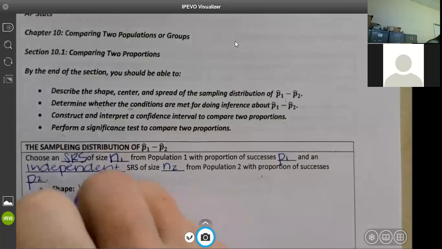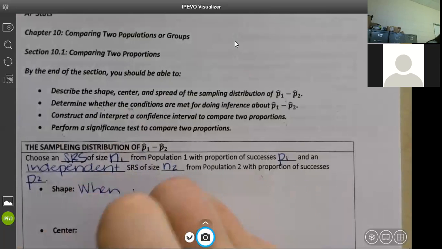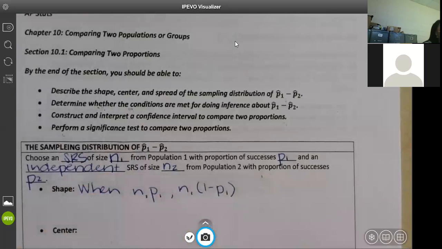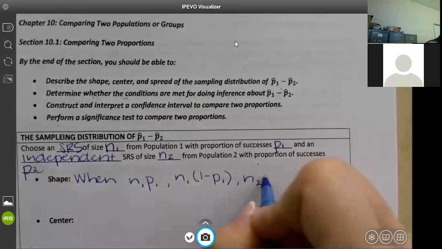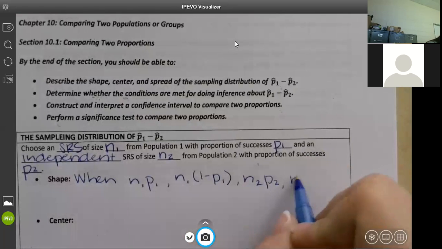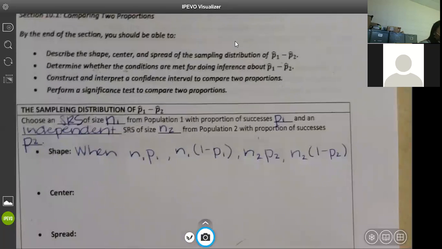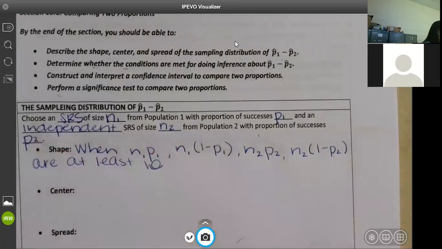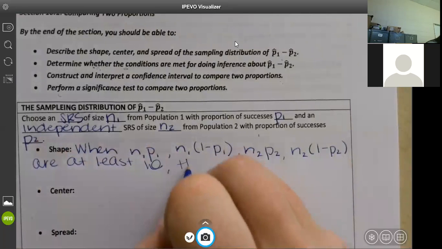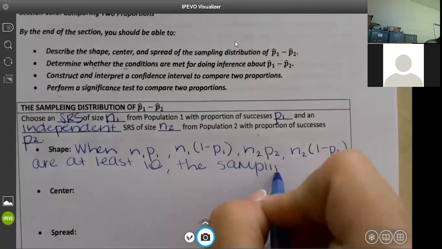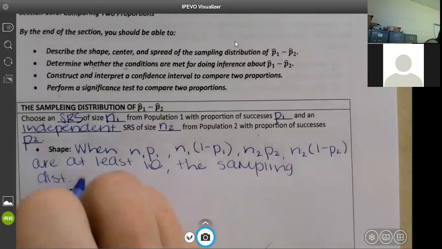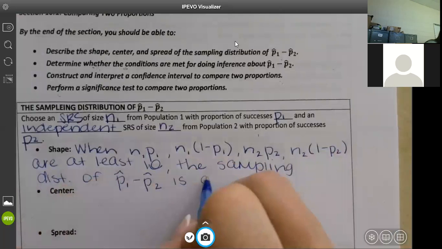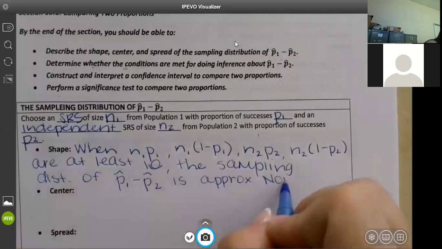So with the shape, when N1 P1, N1 (1 minus P1), N2 P2, N2 (1 minus P2) are at least 10, the sampling distribution of P hat 1 minus P hat 2 is approximately normal.